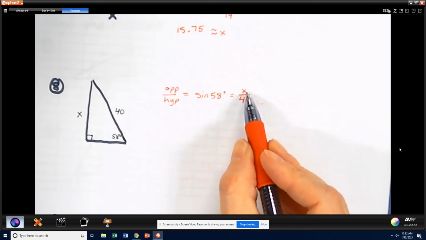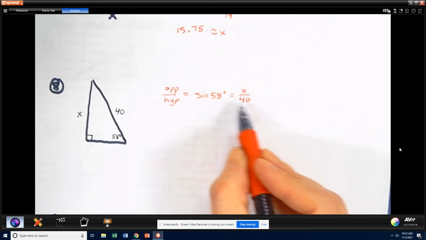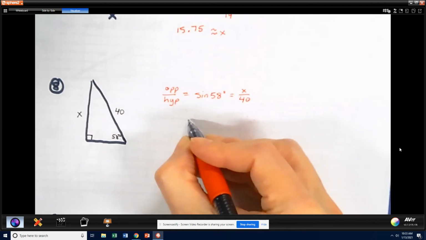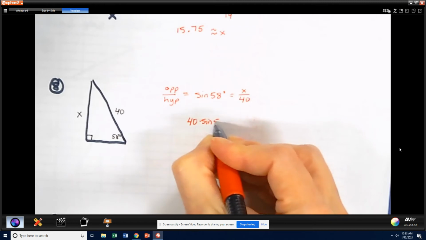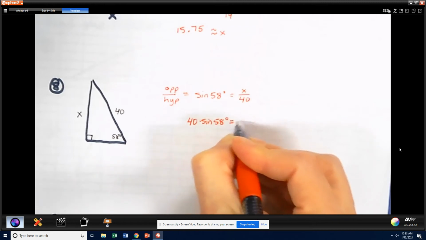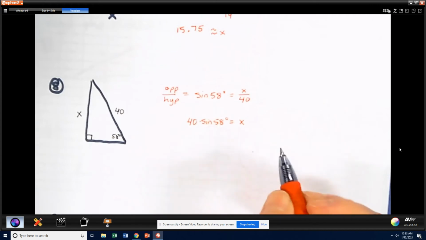If I were solving for x, I would have to clear this fraction. I'm going to multiply both sides of this equality by 40, and I would write 40 times sine of 58 degrees is equal to x. And notice I have a hard equal sign. It's not an approximation because I haven't rounded this off at all yet.